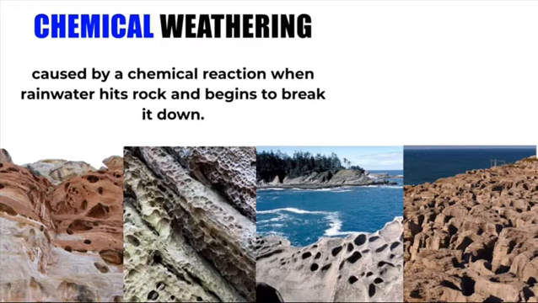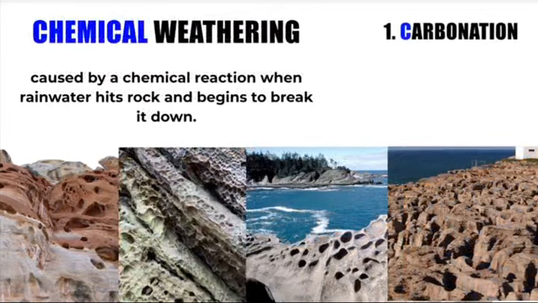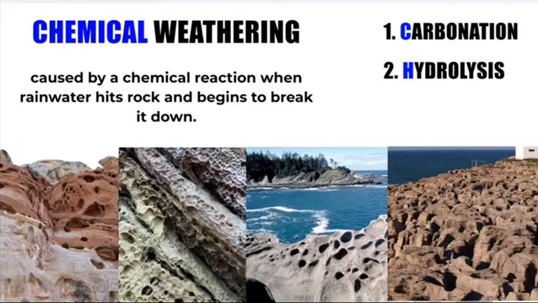Now, there are three main types of chemical weathering. The first type is known as carbonation weathering, and this is when we have carbonic acid in rainwater reacting with the calcium carbonate in limestone specifically to form calcium bicarbonate. This is soluble, and what that means is the limestone is then carried away in the transportation process in solution. Then our second type of chemical weathering process is known as hydrolysis. This is where we have acidic rainwater or acid rain breaking down the rock and causing it to rot.